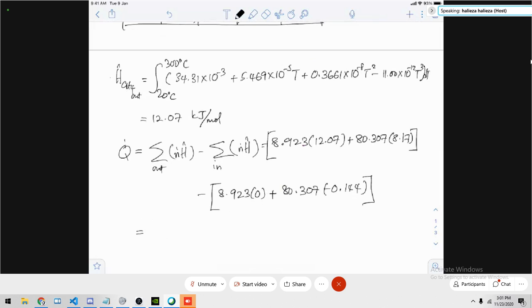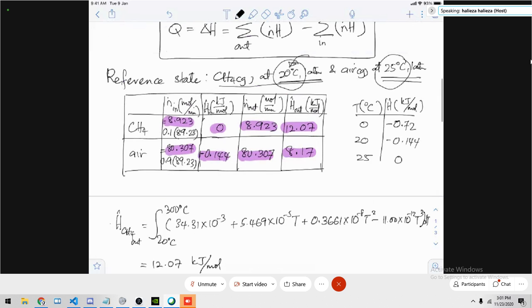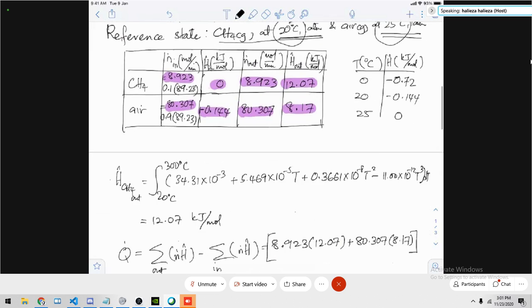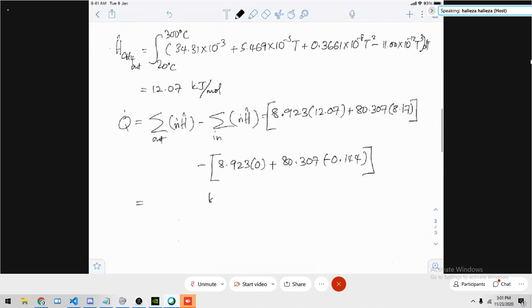Let me see the answer in the textbook. We need to change it into kilowatt. The unit just now is kilojoules per mole, times the molar flow rate. The molar flow rate is mole per minute, so your answer will be kilojoules per minute. You need to change it to seconds: 1 minute is 60 seconds.